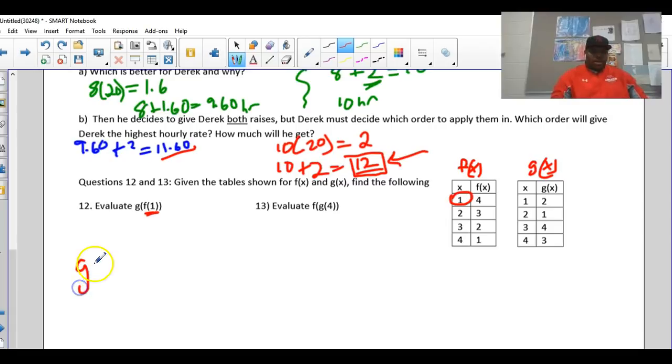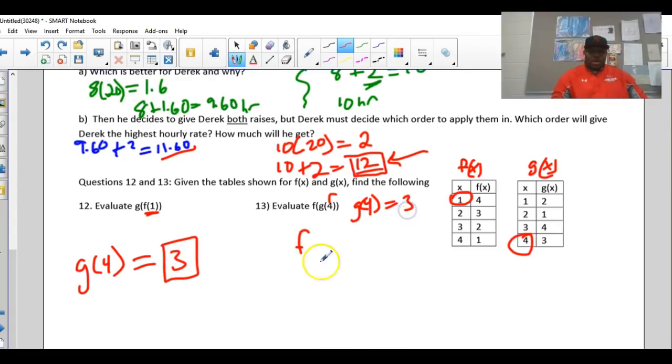So now we have to find g of 4. Well, that means x for the g is 4. So that means g of x would be 3. Over here, g of 4, x is 4. So for g of 4, you have 3. Right? So now I have to find f of 3. So for f of 3, you get 2.